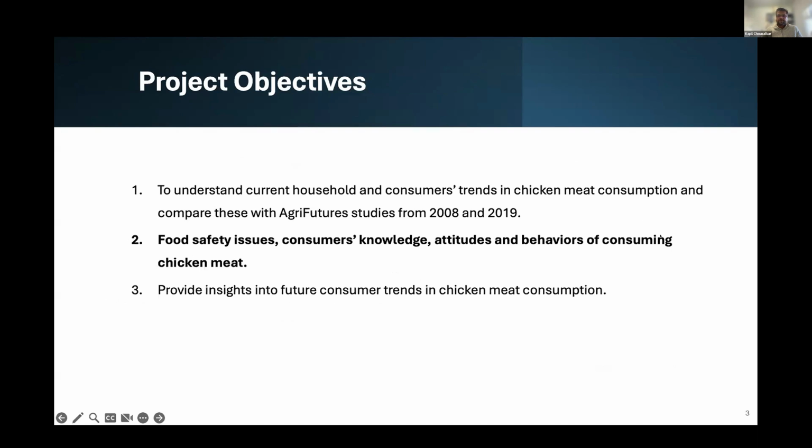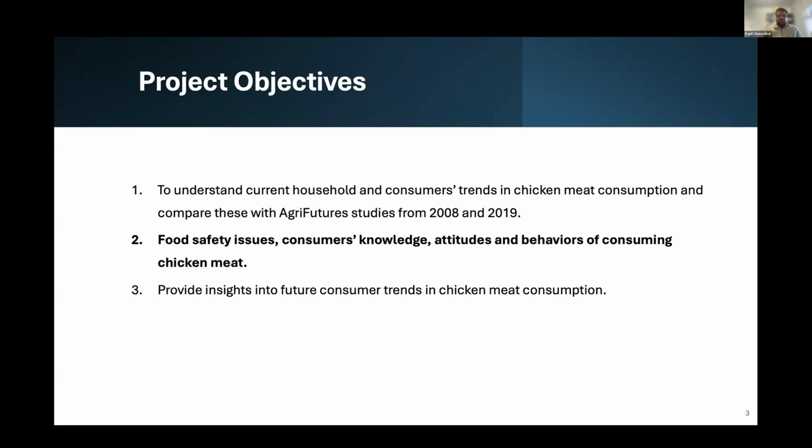So the main project objectives as such, there are three main objectives. There was a survey that was conducted back in 2008 and 2019, but that was mostly to understand the household and consumer trends towards the chicken meat consumption. In the survey that we conducted this year, 2025, in addition to those household consumer trends in chicken meat consumption, we also added the food safety aspect into that survey. And so we are looking at the aspect of the food safety and the consumer perceptions.